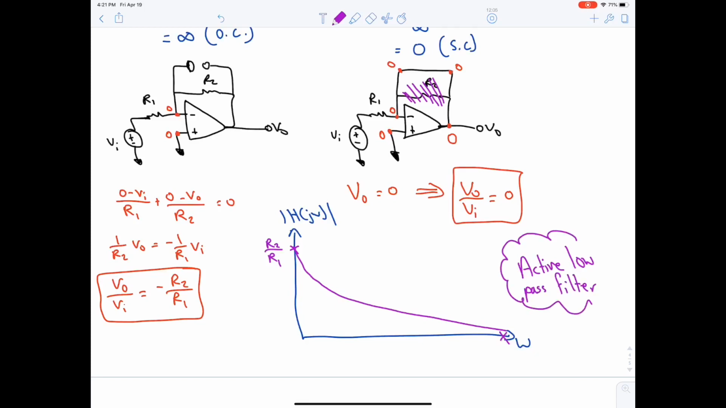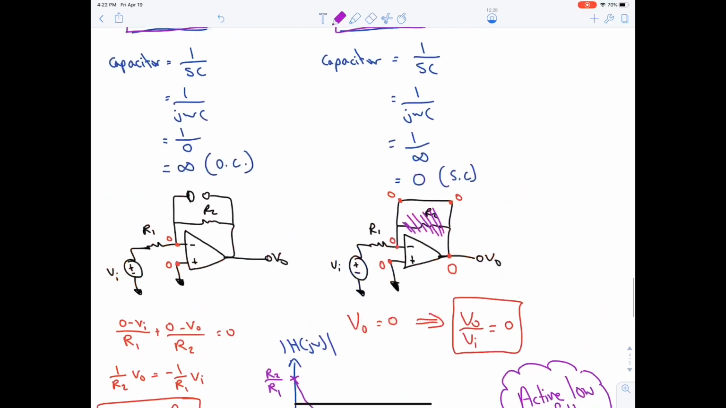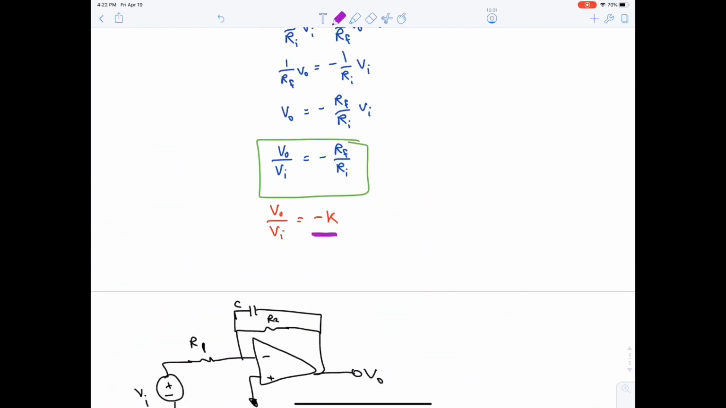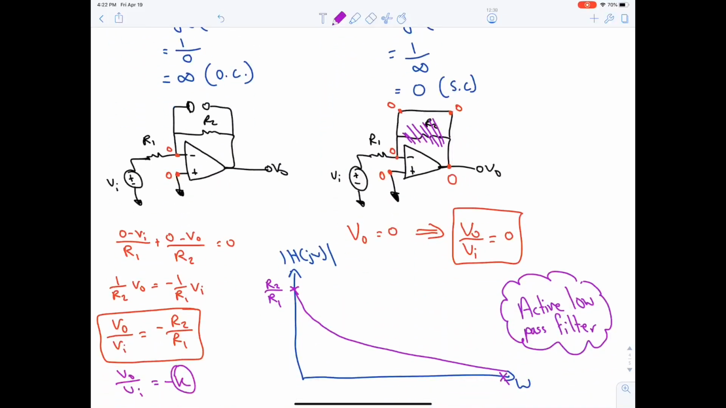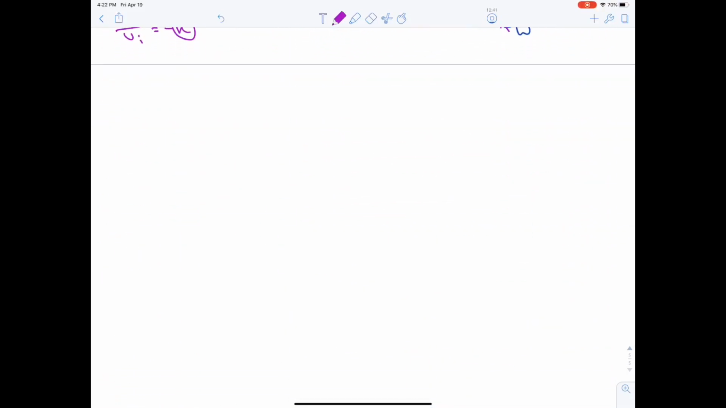Let me repeat again. Why did I remove the minus sign when I plotted the magnitude? The magnitude has the absolute values and it has to be positive. That's why I did not put the minus sign. And I also said that V output over V input is equivalent to minus K. So what is the gain? The gain is only K. Minus is separate from the gain, according to this general rule. Excellent.